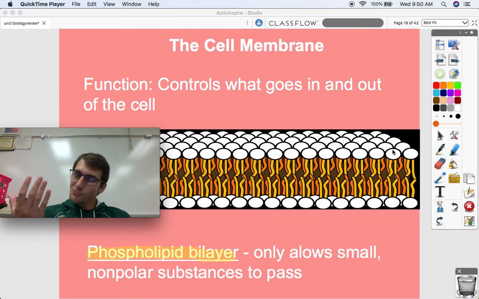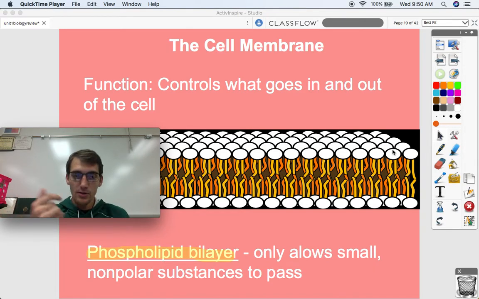Water, well, it can't, but it does. It doesn't go through the bilayer, but it goes through special channels that we'll talk about in our next video. But the phospholipid bilayer is going to be our main component of what we call the cell membrane.